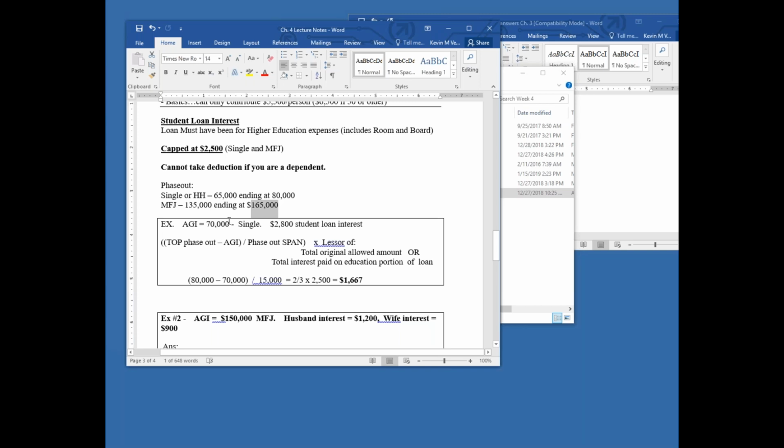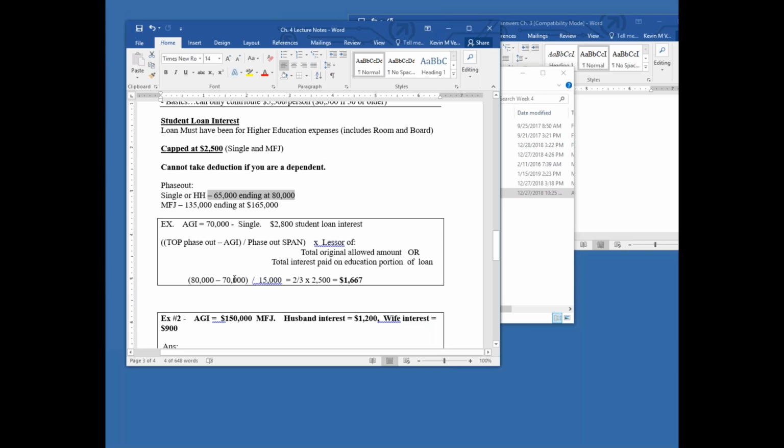Let me show you how I work it. It's a little bit different than the book, perhaps. The book may have changed, but basically, if you have an AGI of 70,000, so you're in between these two as a single, and you have student loan interest coming in at 2,800. The first thing that comes to my attention is we've hit the cap. So what we have to do is take the top phase out number in our category, 80, minus what we're at, 70. So there's 10,000 left. And we divide that 10,000 by the entire span of the phase out, which is 15.